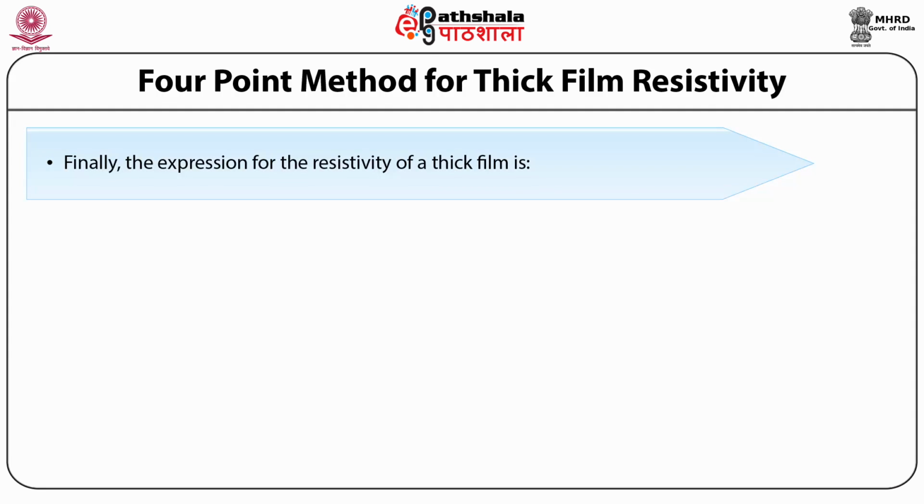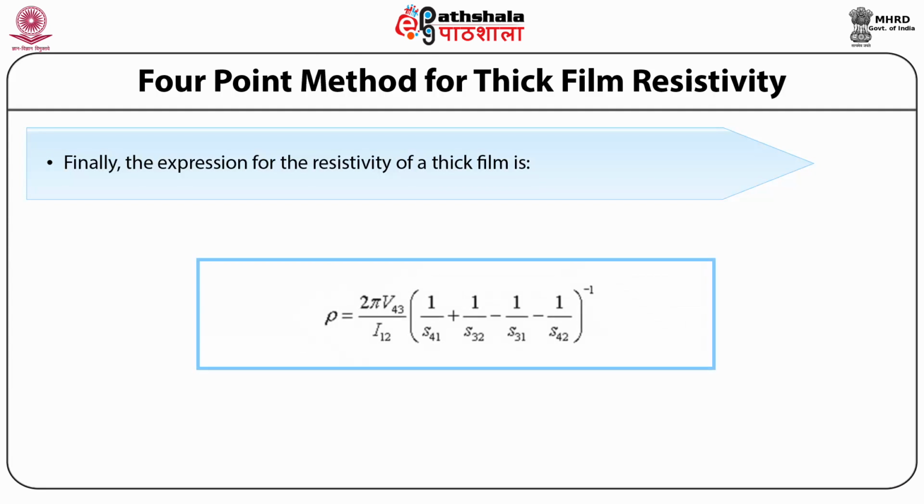So finally, the expression for the resistivity of a thick film is ρ equals 2π V43 divided by I12 into (1 divided by S41 plus 1 divided by S32 minus 1 divided by S31 minus 1 divided by S42) whole raised to the power minus 1.